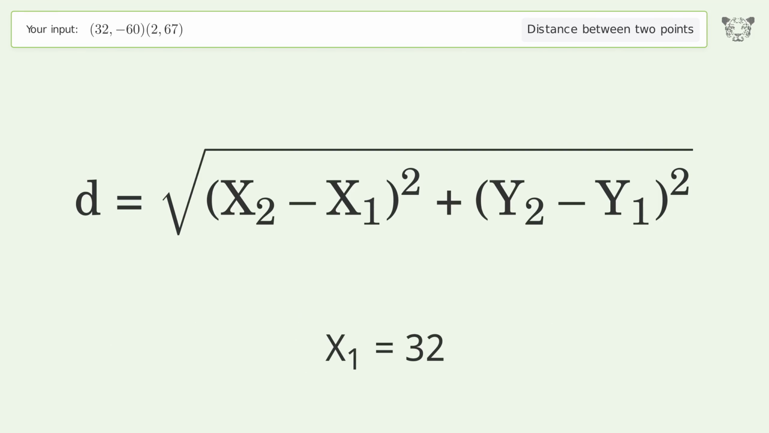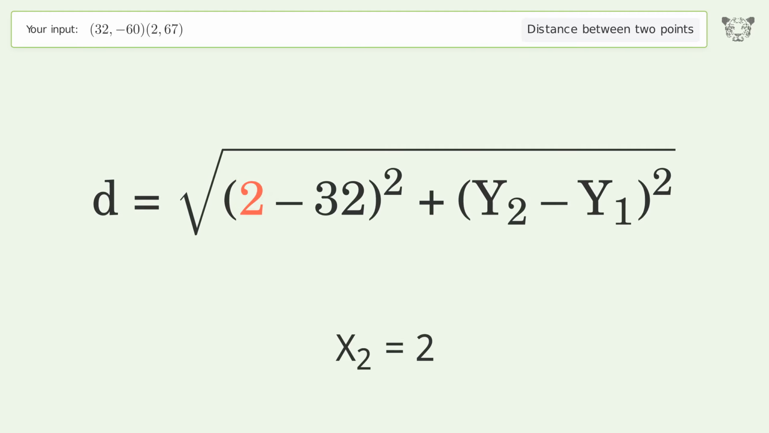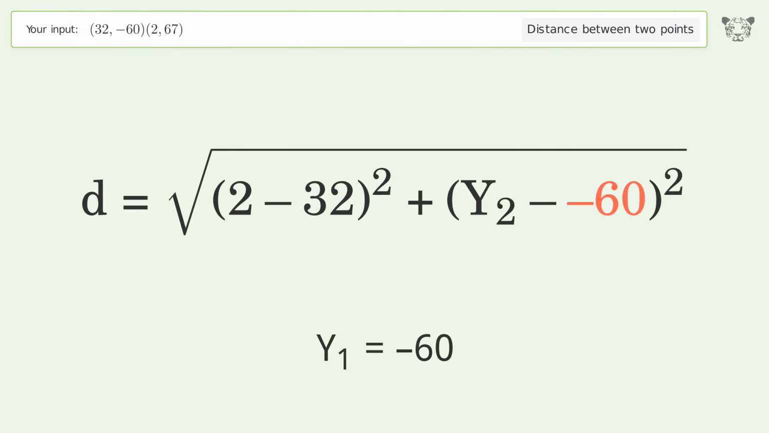x1 equals 32. x2 equals 2. y1 equals negative 60. y2 equals 67.